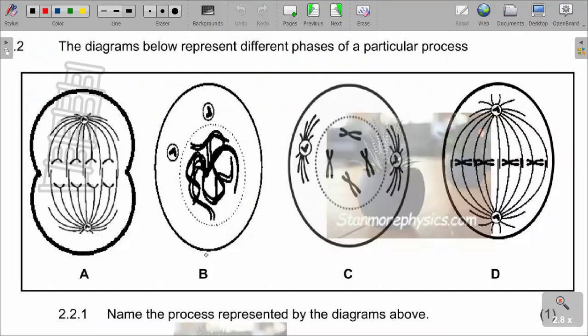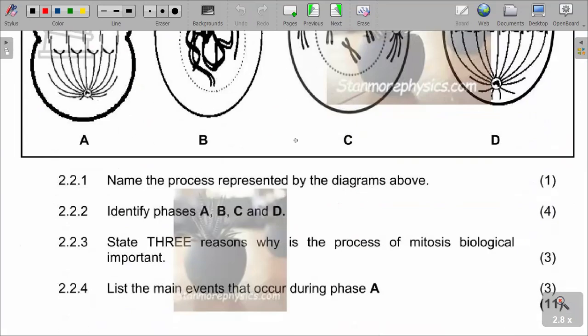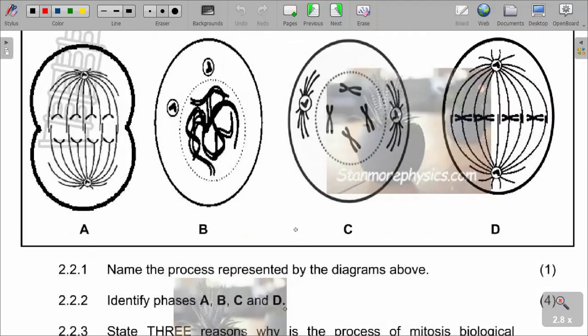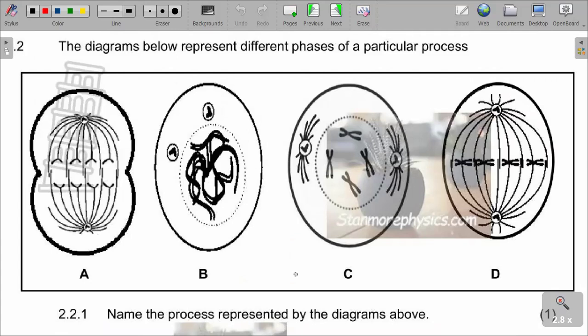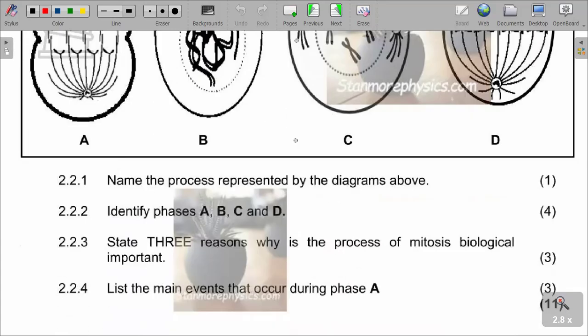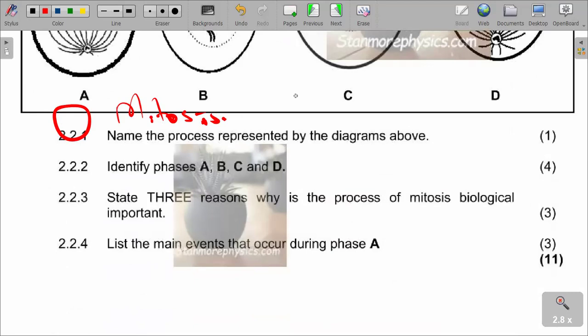And then different phases of a particular process are being shown here. The question is saying, name the process represented by the diagrams above. The diagram identifies mitosis, and then identify phases A to D.